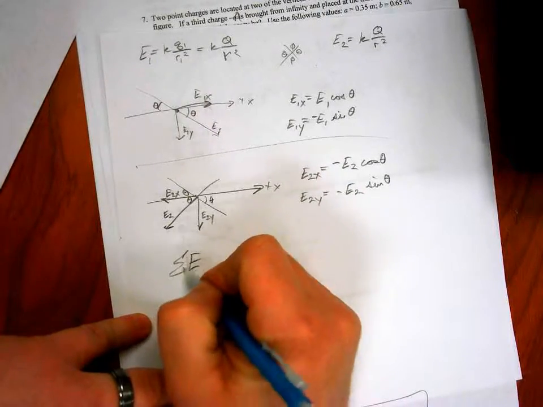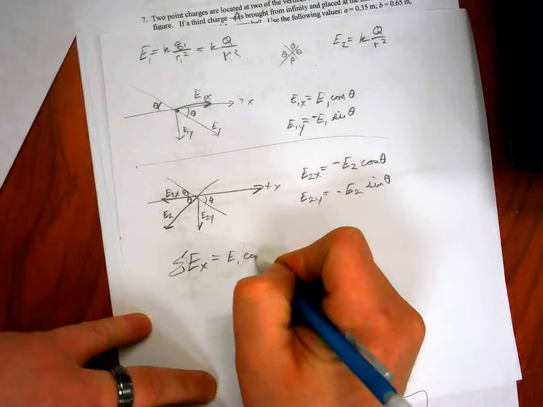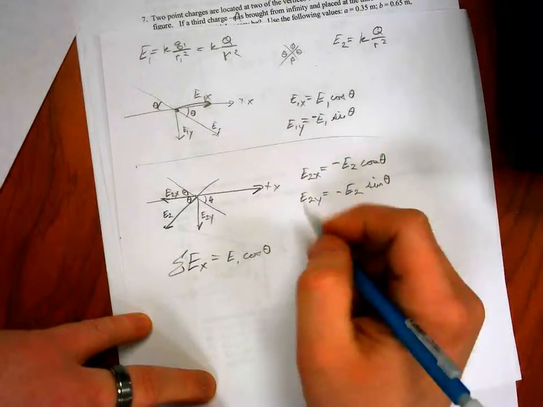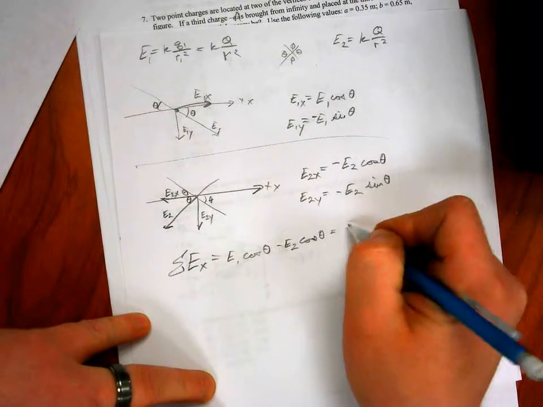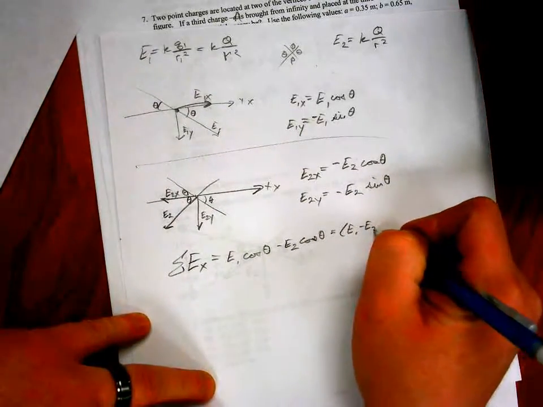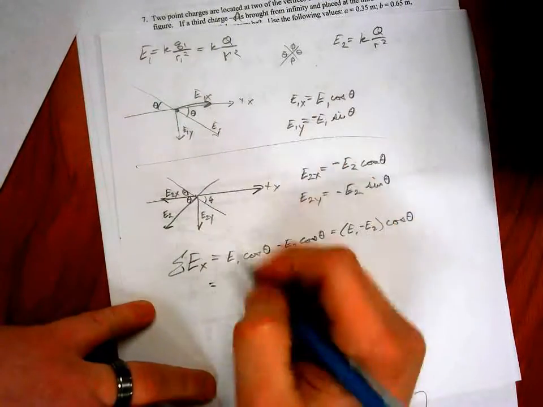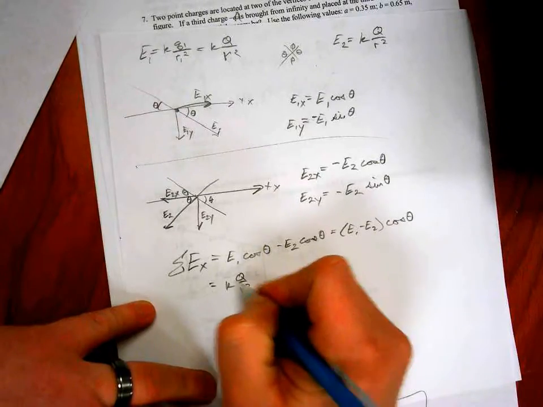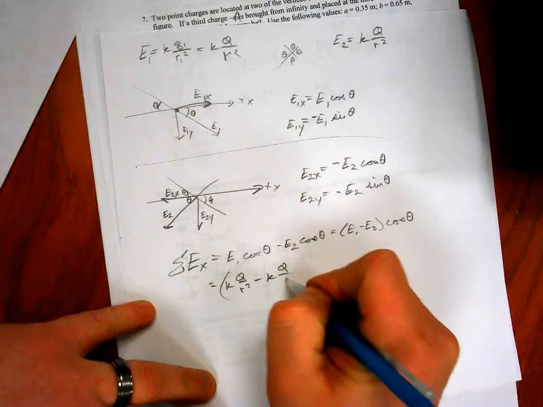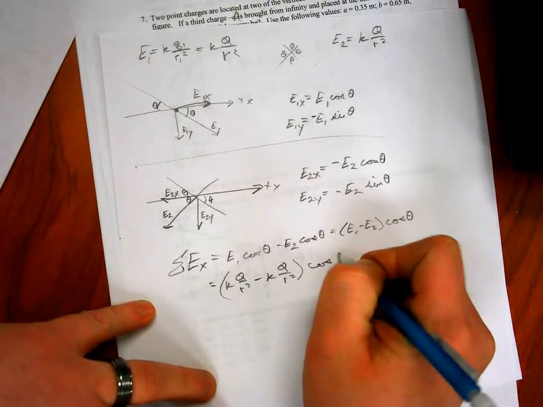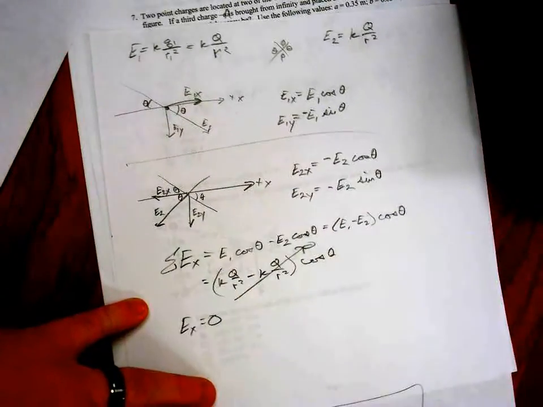So the sum of fields in the x direction is E1 cosine theta minus E2 cosine theta, or E1 minus E2 times cosine theta, where E1 then is KQ over R squared minus E2, which is KQ over R squared. Oh, would you look at that? That is 0. So the x dimension of the field is 0.